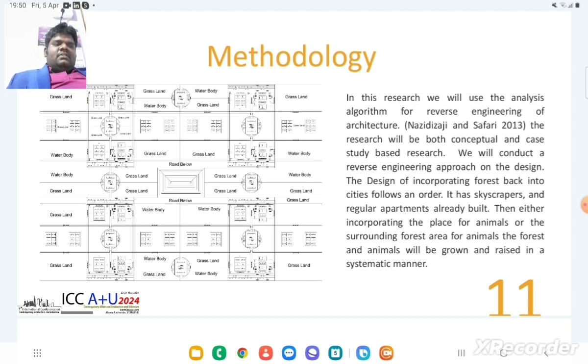The design incorporates forest back into cities in order to follow an order. It has skyscrapers and regular apartments already built. Then either the place for animals or the surrounding forest area is incorporated for animals. The forest animals will be grown and raised in a systematic manner.